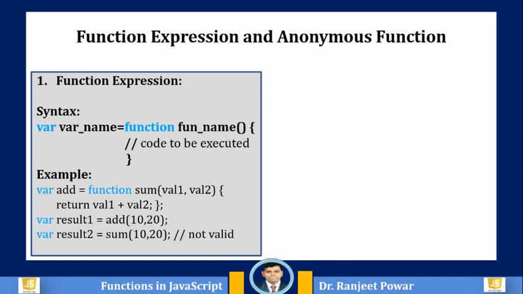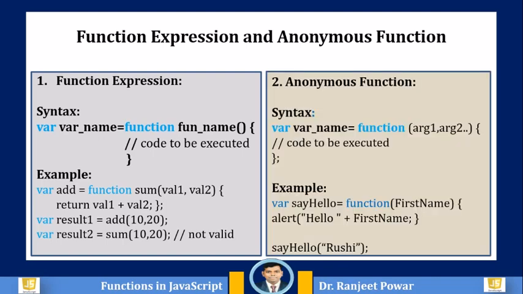In the example, you can see a function sum is assigned to the variable add. The function has two parameters, val1 and val2. Thereafter, the function is called using the variable add instead of the sum function name. You can see that calling the function with the name sum is invalid after we assign a function expression.